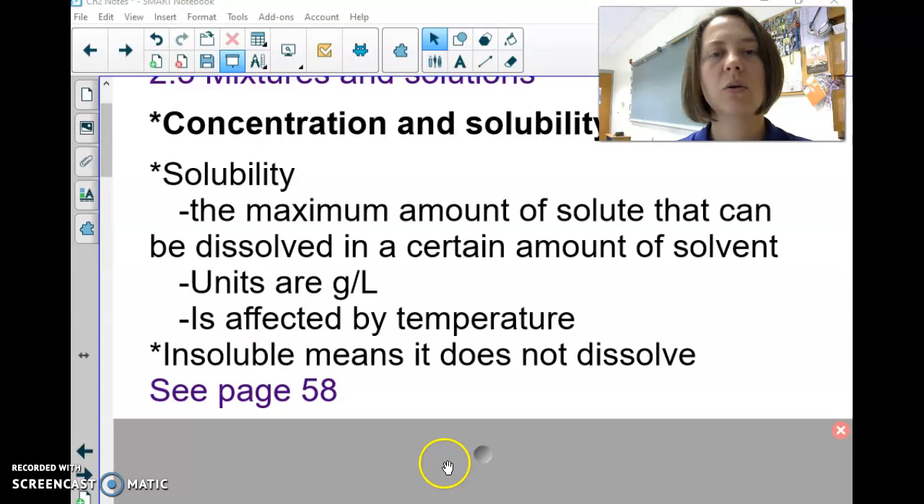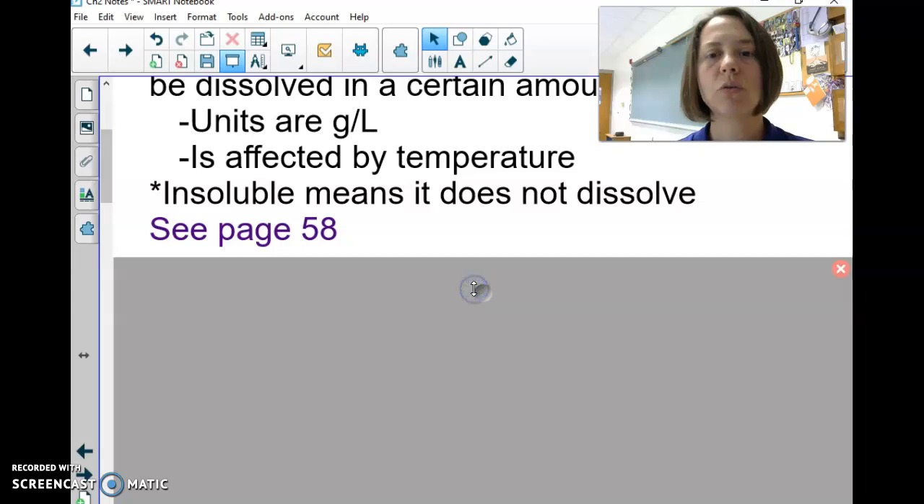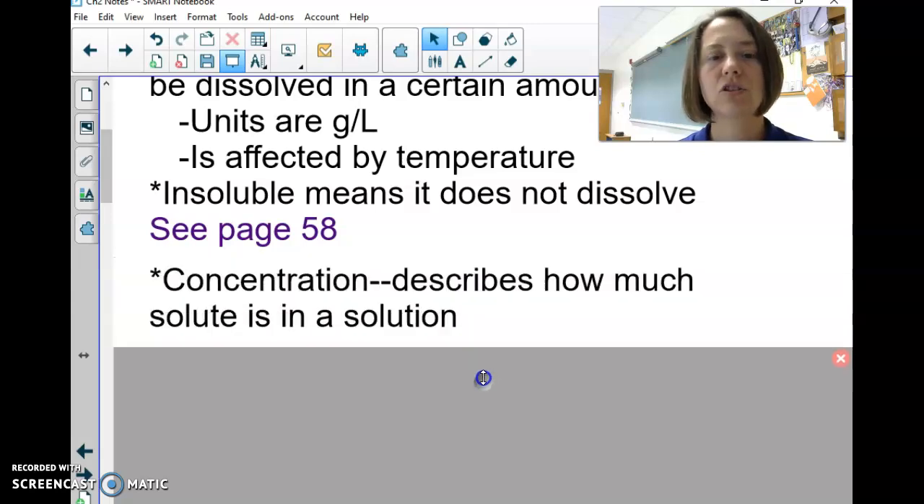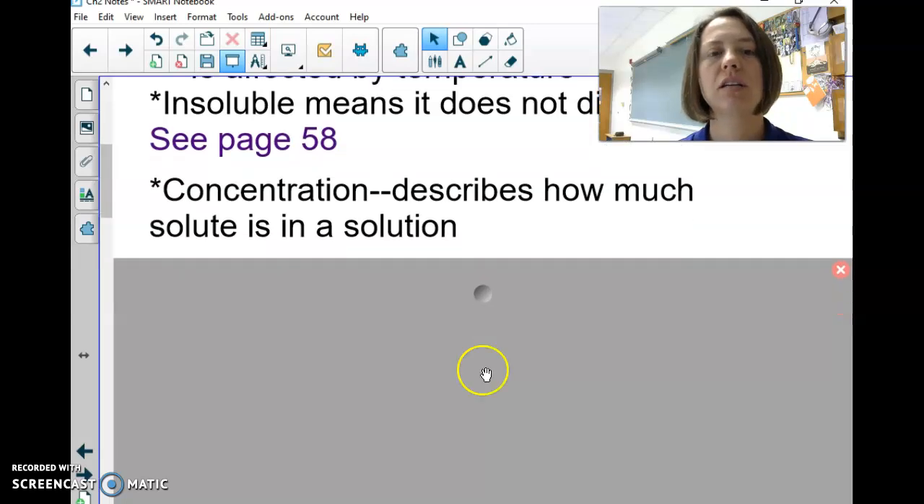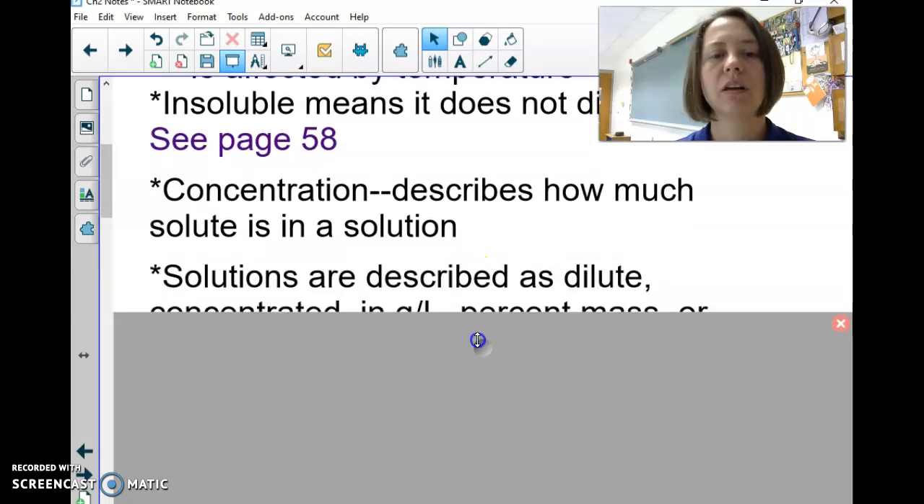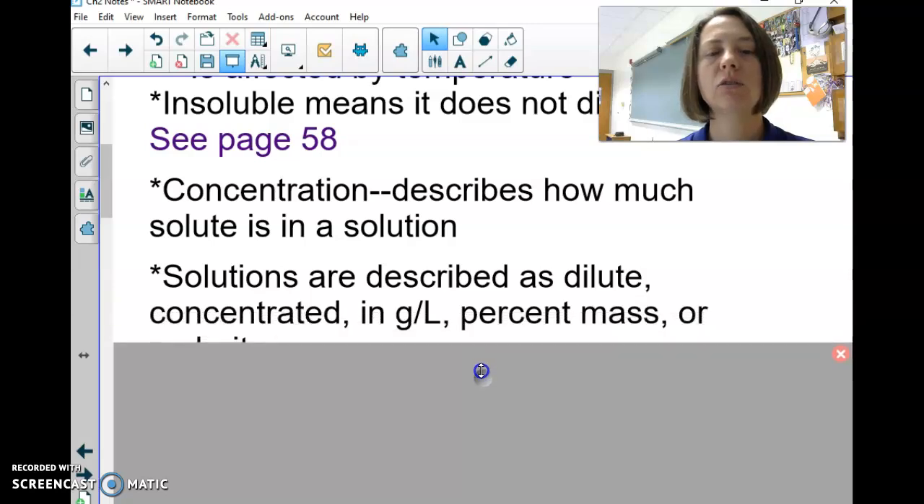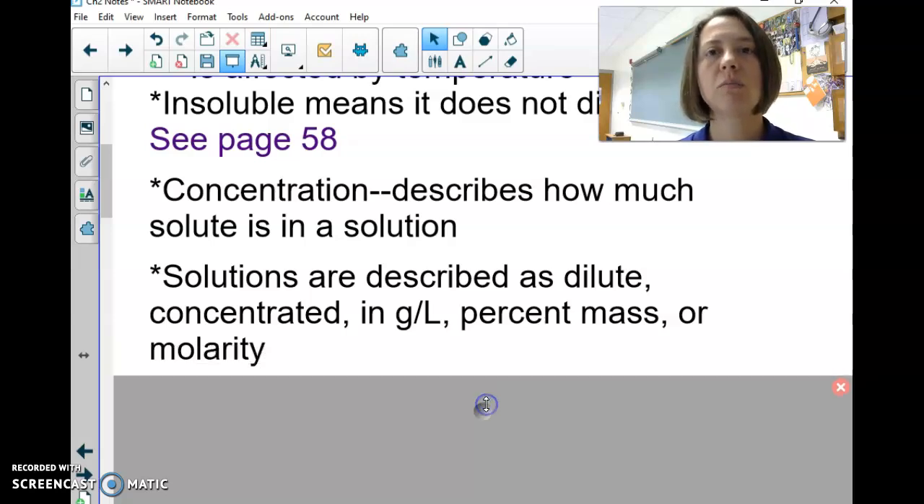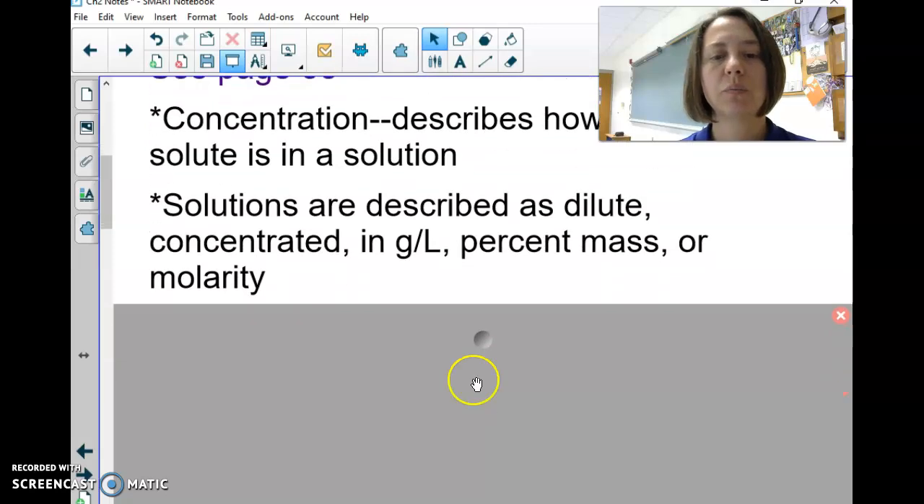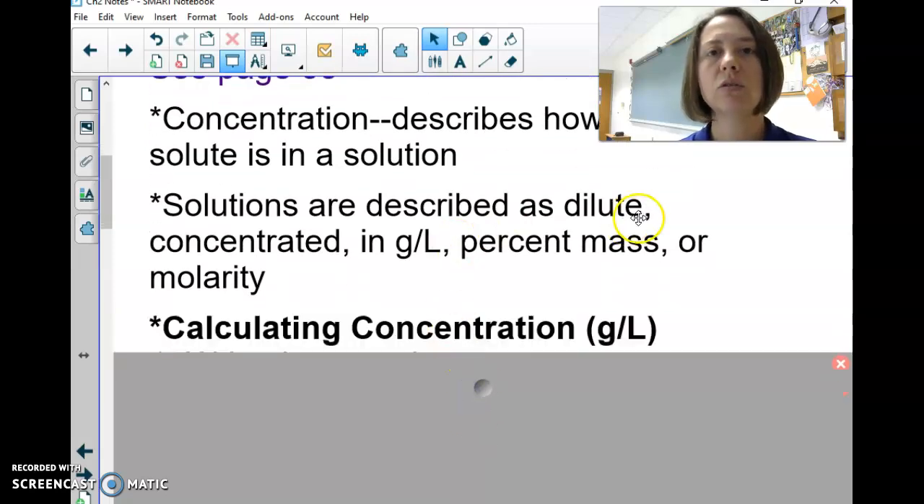So solubility, knowing if something is soluble or insoluble is good, but we also want some other ways to describe it, and that would be concentration. How much solute is in a solution? So solutions are described as dilute or concentrated. We can describe them in numbers as grams per liter, as percent mass, or as molarity. So the dilute and the concentrated are pretty common sense. So let's go over the last 3 and how we would do that.